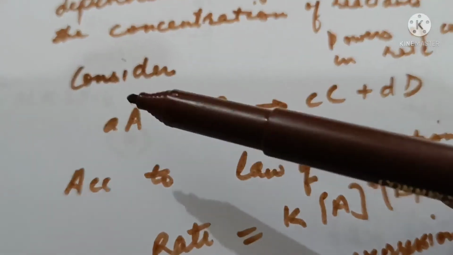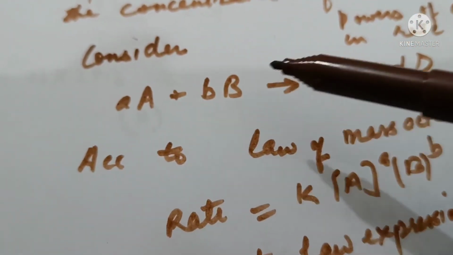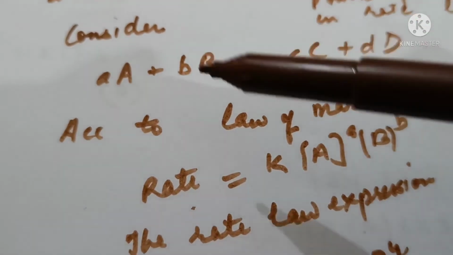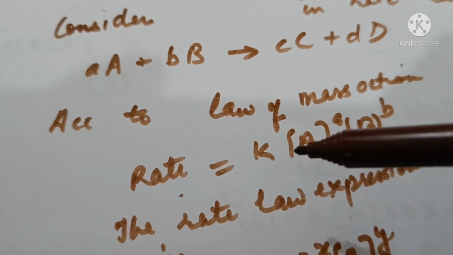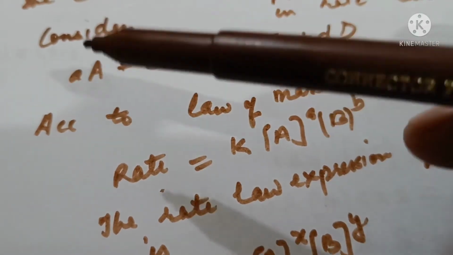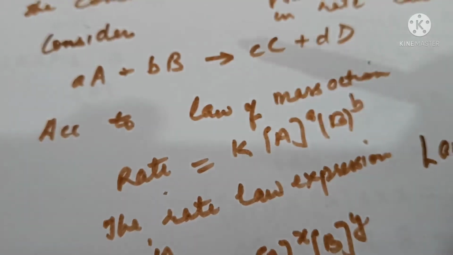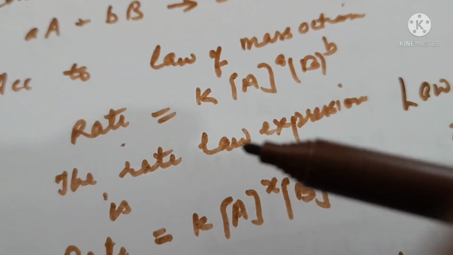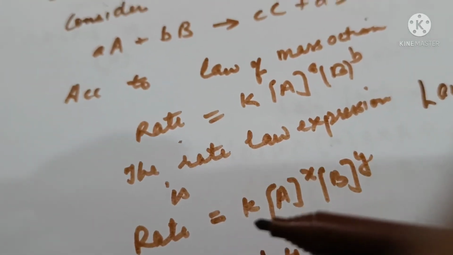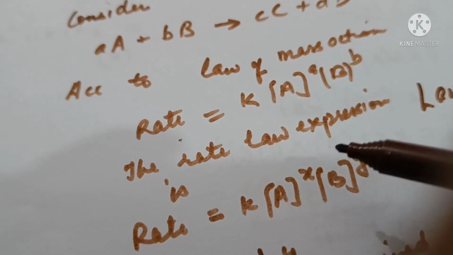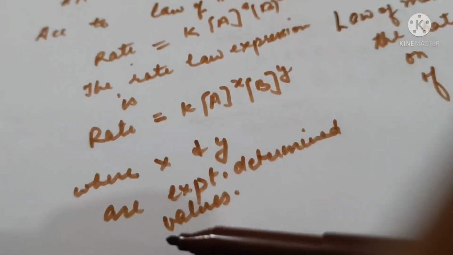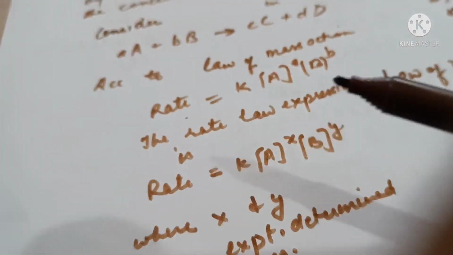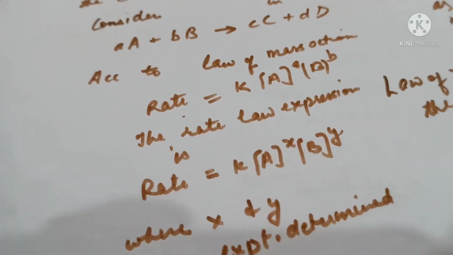For example, consider a moles of A reacting with b moles of B to form c moles of C and d moles of D. According to law of mass action, rate will be equal to K into [A] raised to power a into [B] raised to power b, where a and b are the stoichiometric coefficients appearing in the equation. But the rate law expression is rate is equal to K into [A] raised to power x into [B] raised to power y, where x and y are experimentally determined values and may or may not be the same as a and b.